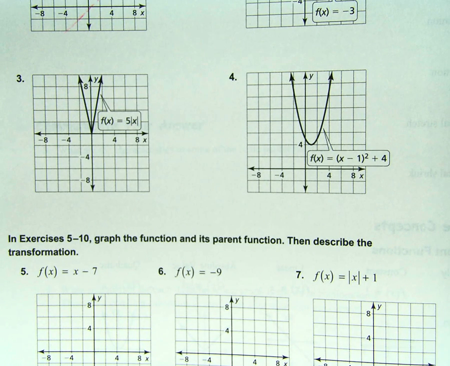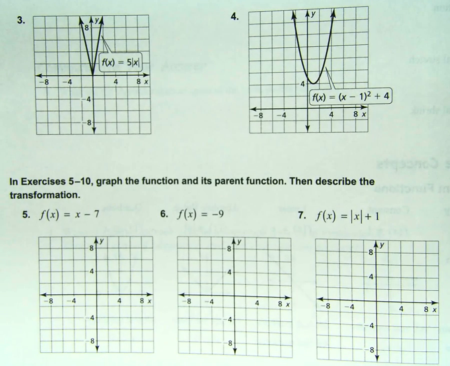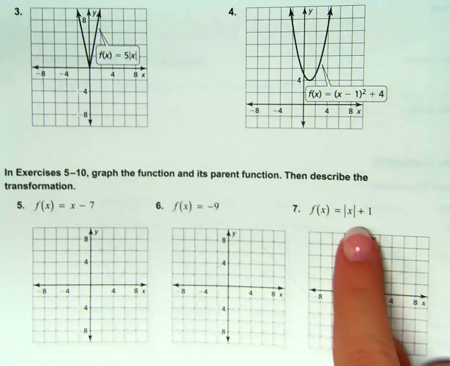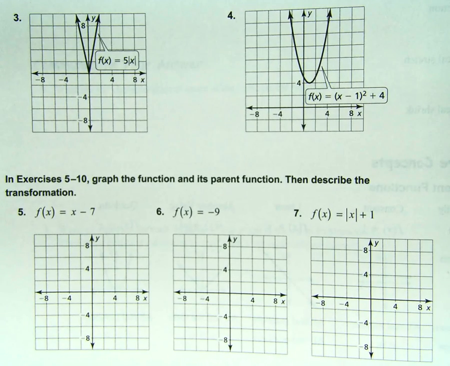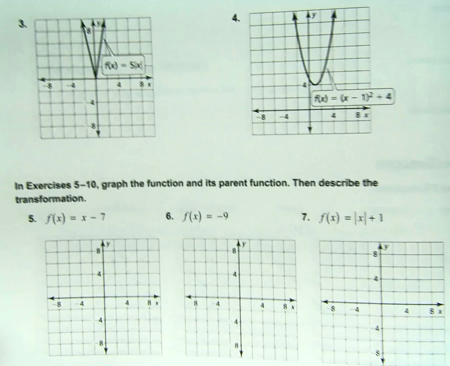5, 6, or 7. Which one do you want to do together? 7? Okay. So look at number 7. It says graph the function and its parent. My suggestion to you is that you graph the parent function with a dotted line or with a different color. Okay? What does the parent function of this kind of equation look like? Like the absolute value question? Absolutely. What shape is that? It looks like a V, right?